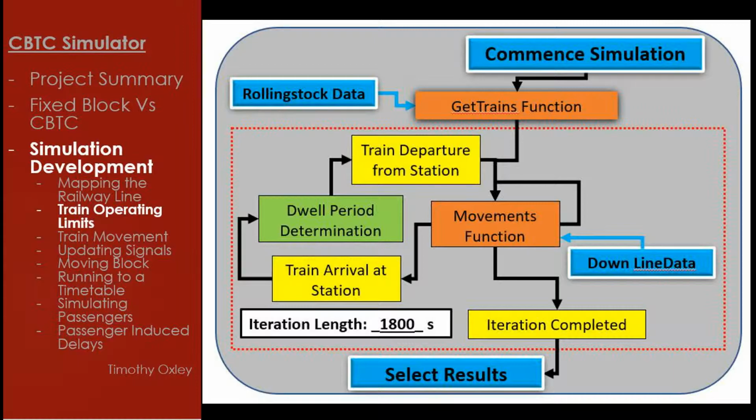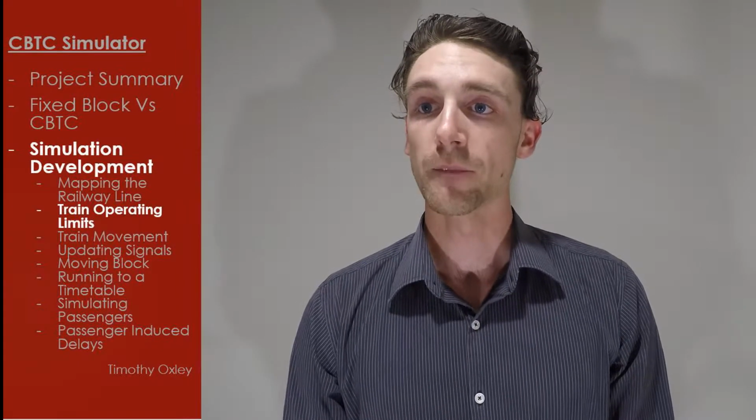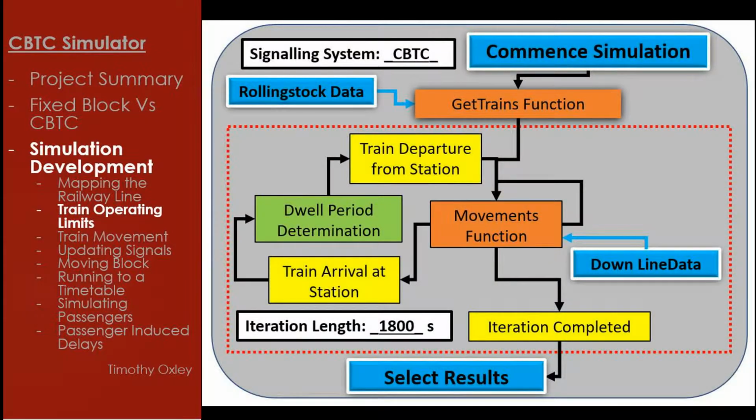Therefore, the performance of each train is set within the getTrains function, using the operating limits defined by the values set in rolling stock data. It's worth noting that a CBTC system using automatic train operation would not perform with this variation in control. Once CBTC is added to the simulation, the getTrains function no longer produces any variation between trains.